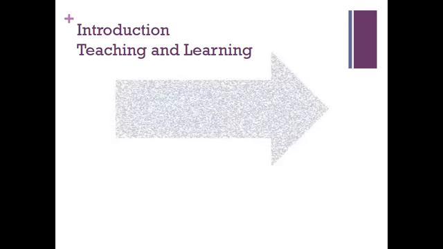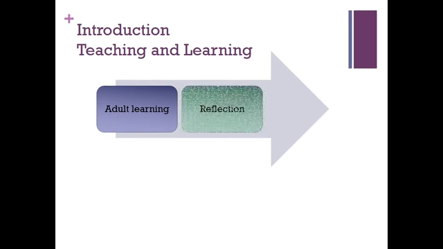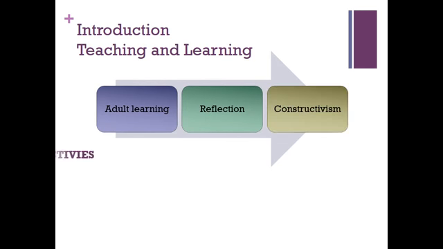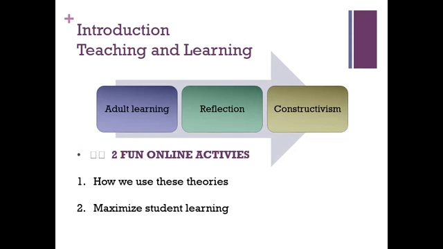In this module, we'll talk about 3 different learning theories and we will see how they overlap. We're going to talk about adult learning theory, reflective practice, and constructivism. Rather than me just talking about these theories, I provided some additional videos and links for you. Also, there are 2 short, fun online activities that will require your participation.